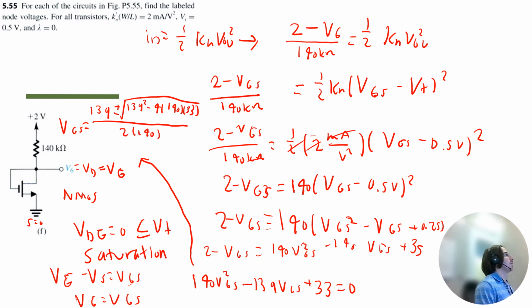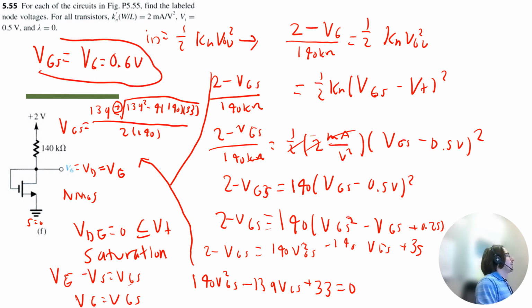Oh, this is disgusting. Okay, so I can tell you now that pretty much anytime we're doing a MOSFET device, it's always going to be the positive one, not the negative. So you're going to take the positive square root answer. And so it looks like we get 0.6 volts. So VGS is equal to V6, which is equal to 0.6 volts. That is our final answer.